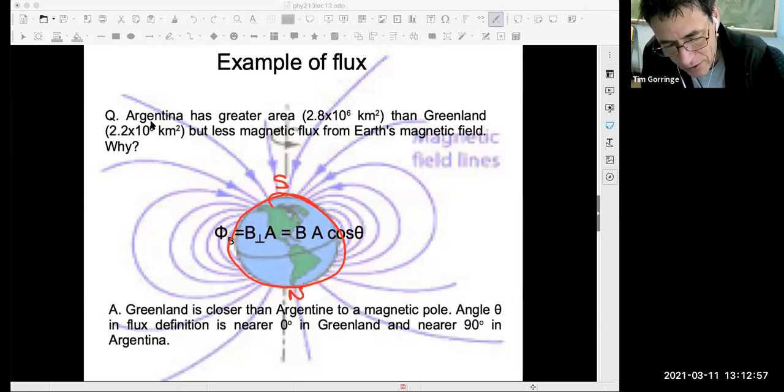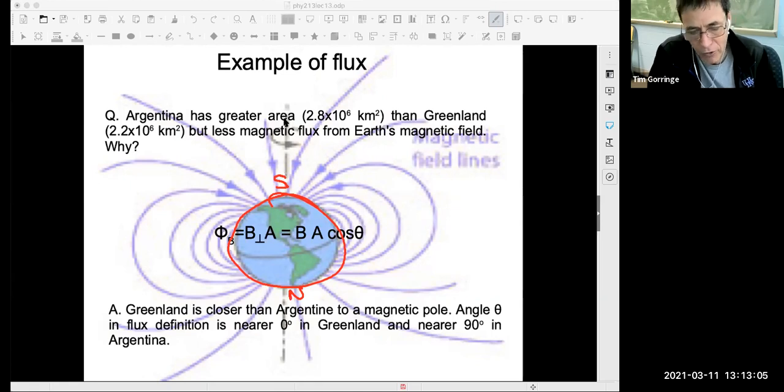Okay, so what does this question say? It says, Argentina has a greater area than Greenland. So if you think about those two countries, Argentina in square miles or square kilometers is greater in area than Greenland. But supposing you're from Greenland and you're feeling a bit disappointed that you're smaller than Argentina. Greenland has a larger magnetic flux through its surface than Argentina has through its surface. So Greenland wins the magnetic flux. Argentina won the area. Why is that?